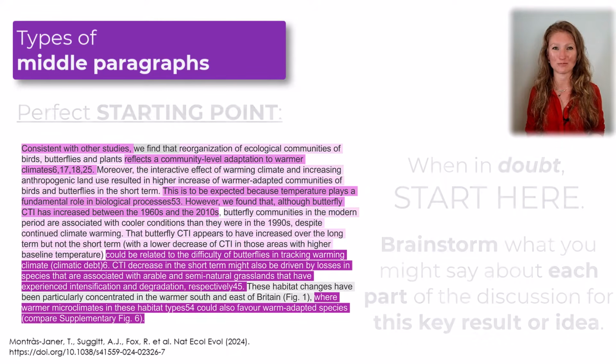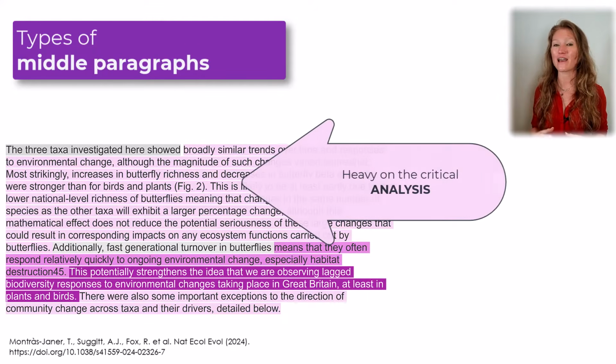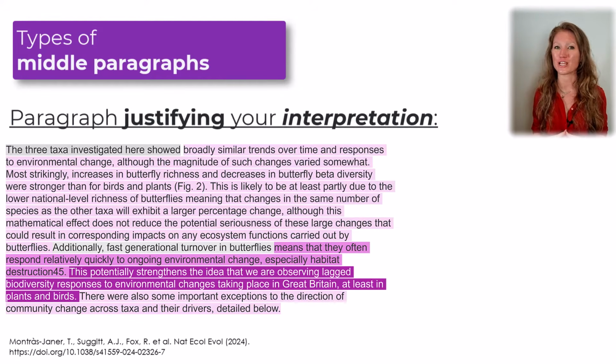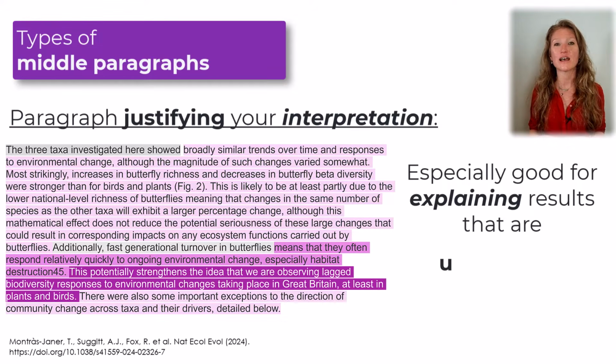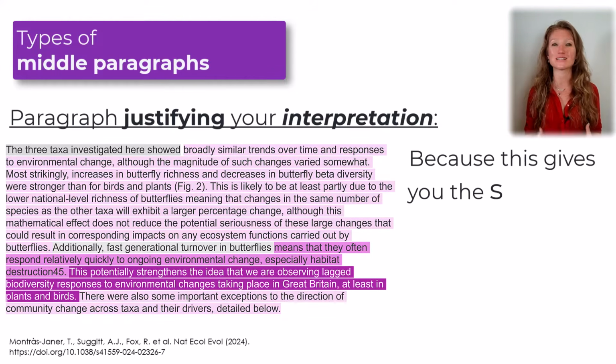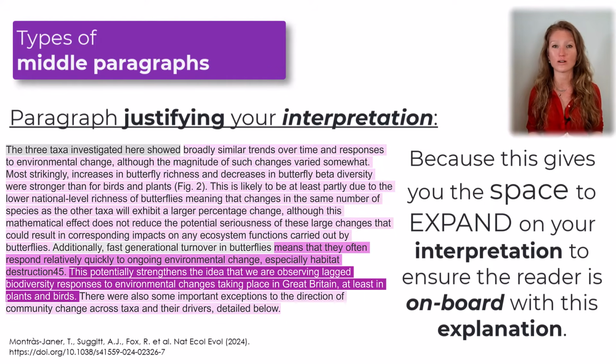Now, you may also need to have a paragraph that looks a little bit more like this example here. Notice that this paragraph here is fairly heavy on the critical analysis. Paragraphs like these are used to justify your interpretation of your result, and they are especially useful for presenting a key result or idea that is maybe unexpected or surprising or potentially contradictory to existing information, because now you have the space to expand on that analysis and make sure that your reader is on board with your interpretation of your result before you start going a little bit more in depth into maybe why this is surprising or unusual.